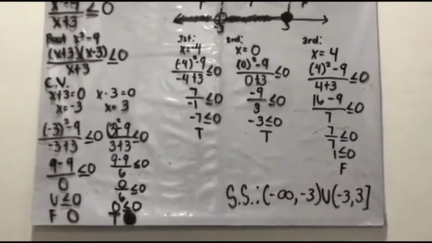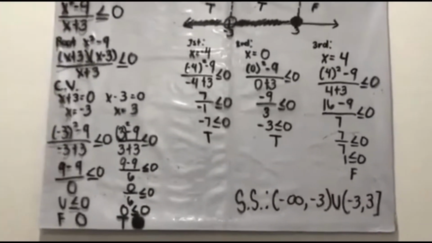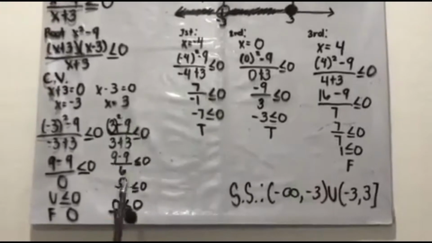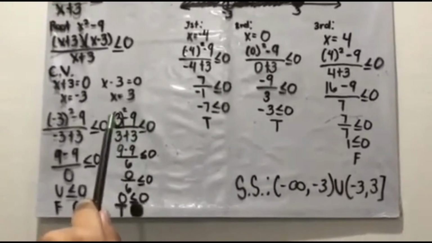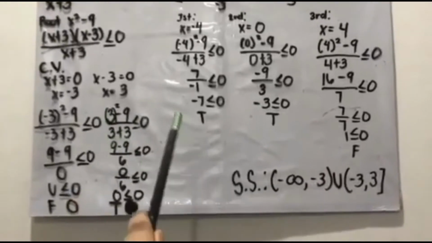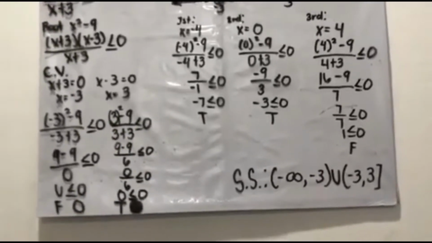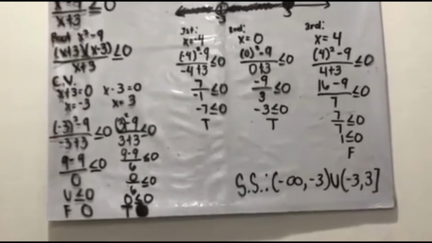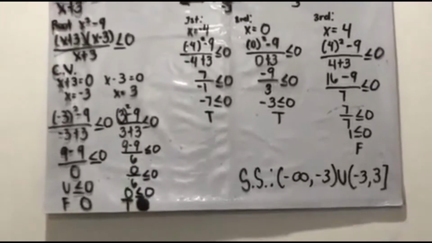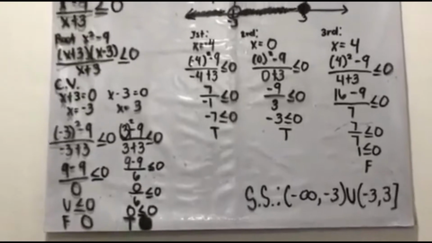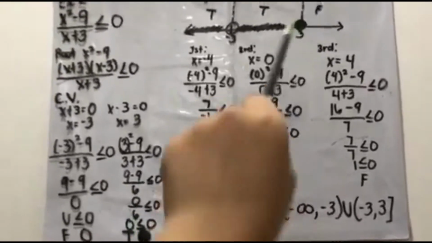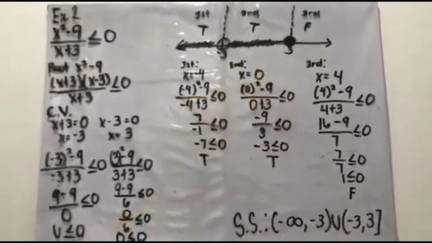Next, dun naman tayo sa positive 3. 3 squared is equals to 9. So, 9 minus 9 equals 0. Plus 3 plus 3 is equals 6. So, 0 over 6 is equals to 0. 0 is less than or equals to 0. True. So, yung circle natin is closed. So, shade yan. May shade yung circle niya.